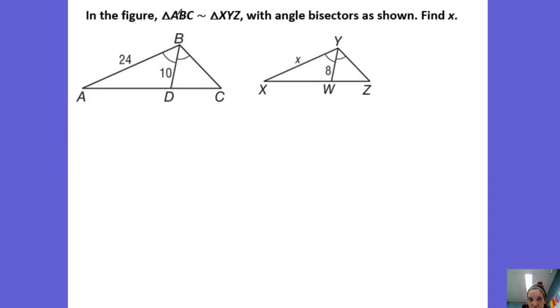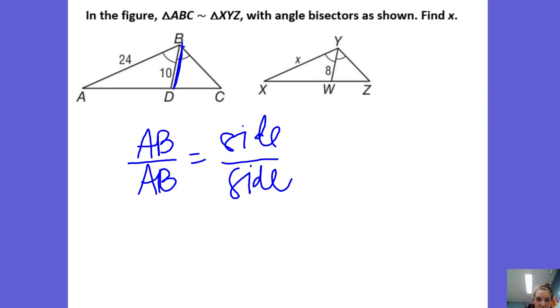In this figure, triangle ABC is similar to triangle XYZ, and we know that BD is an angle bisector. One, it's telling us in the problem that it's an angle bisector, but also I see the curvies marking those angles as congruent. So BD is an angle bisector, and YW is also an angle bisector. So I can go set up my proportion. Angle bisector over angle bisector is equal to side over side.